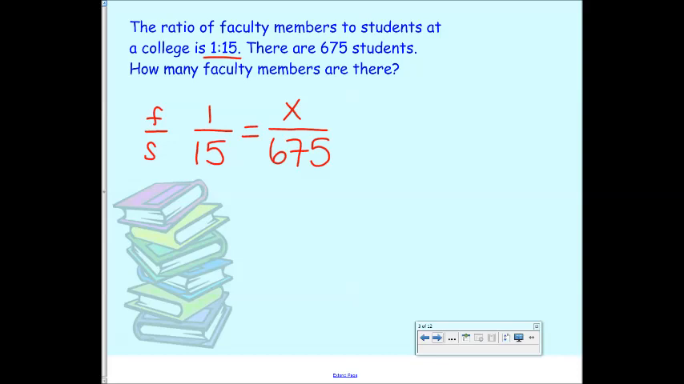So I usually just write myself a little note like that off to the side when I'm setting up the proportions. If you keep track of it in your head, that's fine. But if you're having trouble figuring out where they go, just set yourself up a little note. Faculty over students. So this must be faculty over students. All right, now how do you solve a proportion?